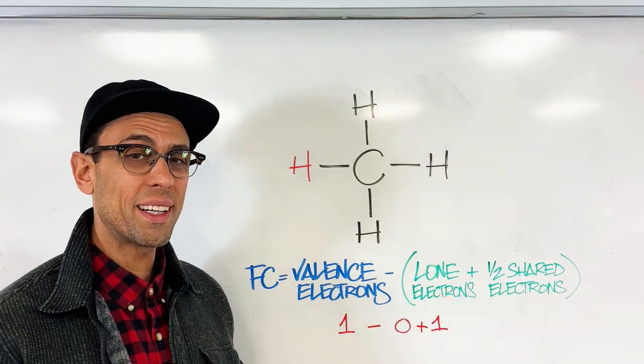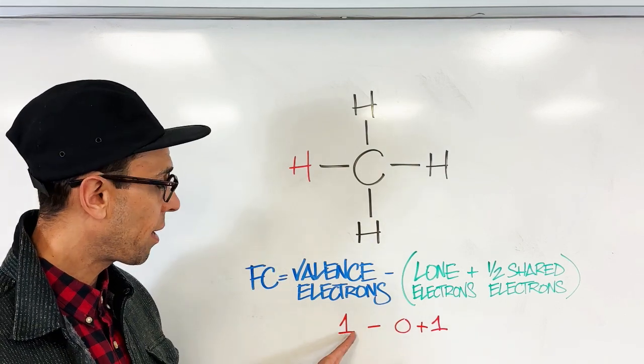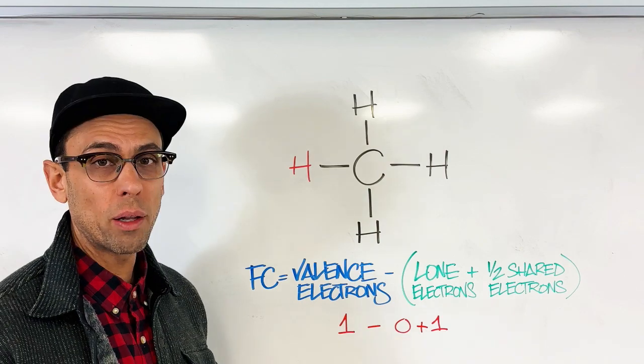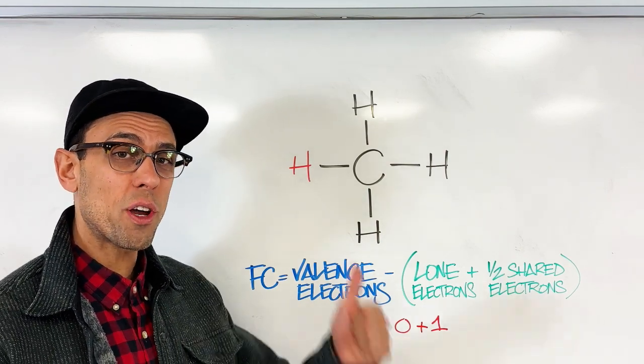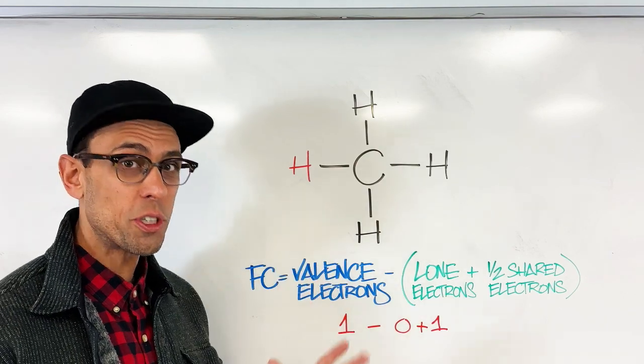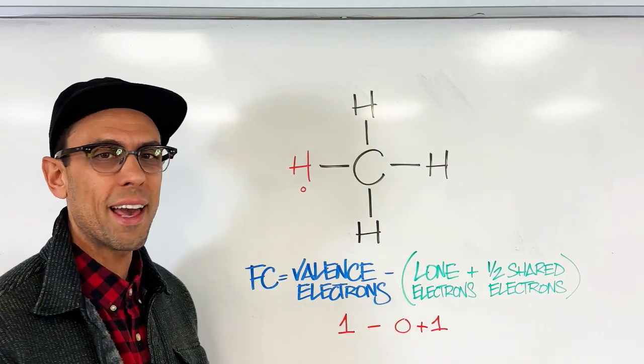Okay. Now we're ready to calculate the formal charge. The formal charge of this hydrogen is 1 minus 0 plus 1. I think you would agree that that equals 0. So the formal charge of this hydrogen atom in this particular molecule is 0. And I'm just going to write that underneath the element.